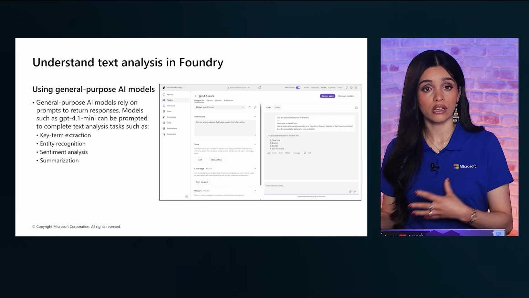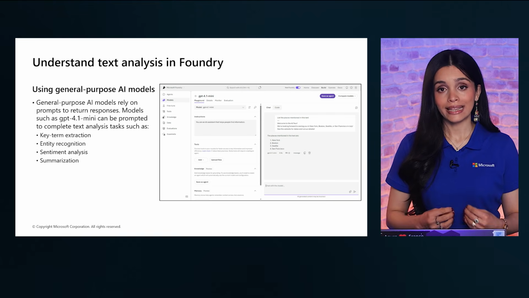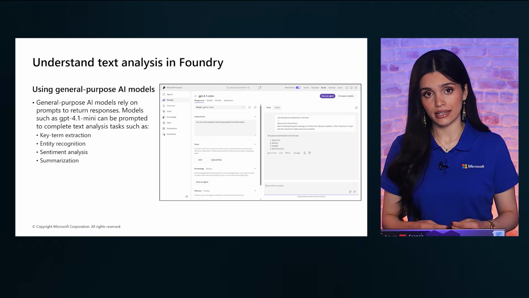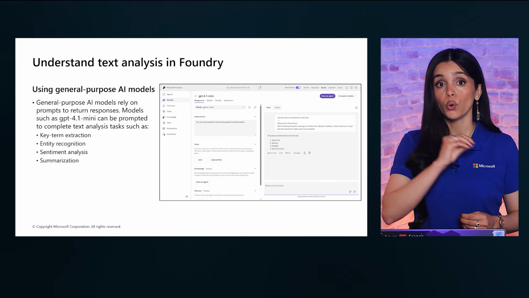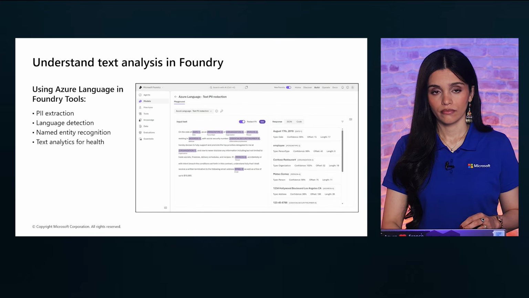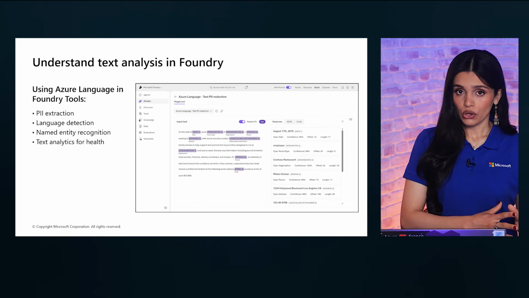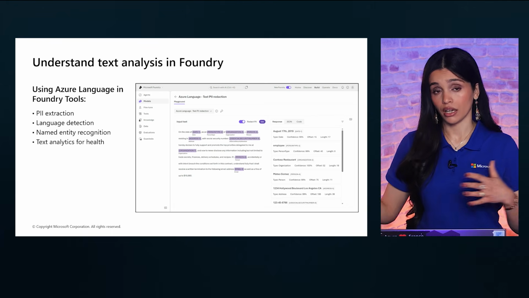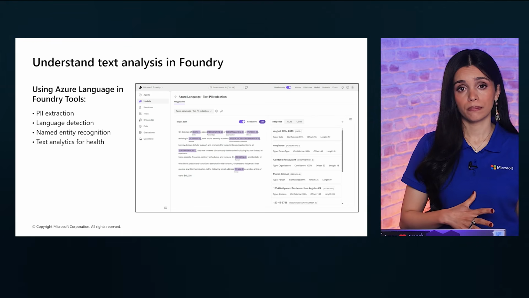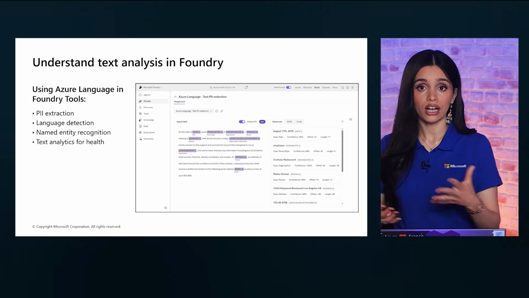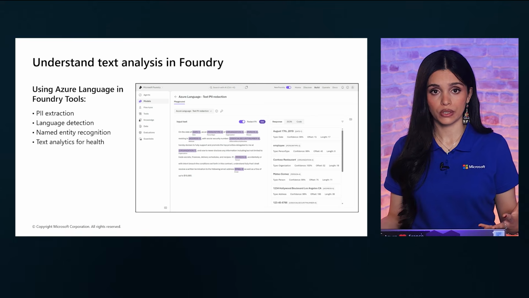General-purpose AI models in Foundry are powerful. They are flexible, require no data science expertise, and let you get started with text analysis quickly. This was the general-purpose AI models and what they can do: analyze text using prompts. Now let's look at another approach in Foundry: Azure Language and Foundry Tools.